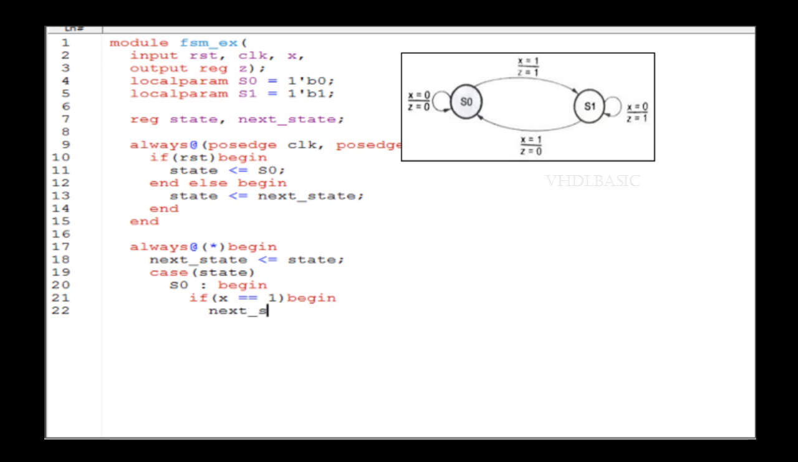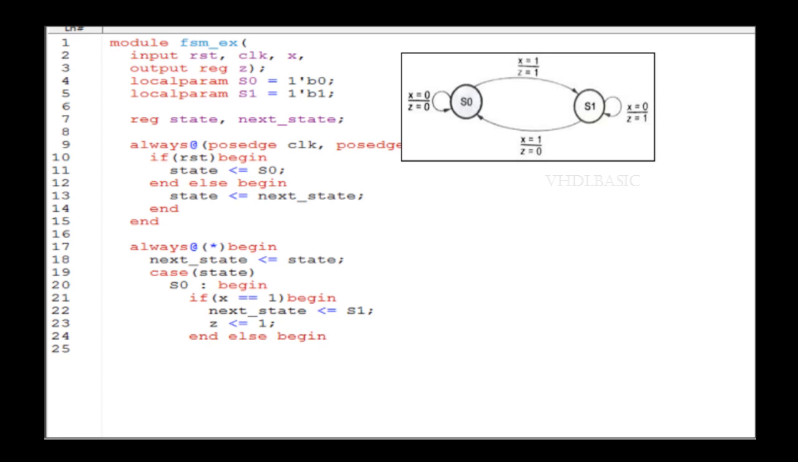So in the first always block, with respect to the passage of the clock or the reset, it will check the reset value. If reset is 1, then the state S0 will be assigned to the present state, else the next state value will be assigned to the present state.